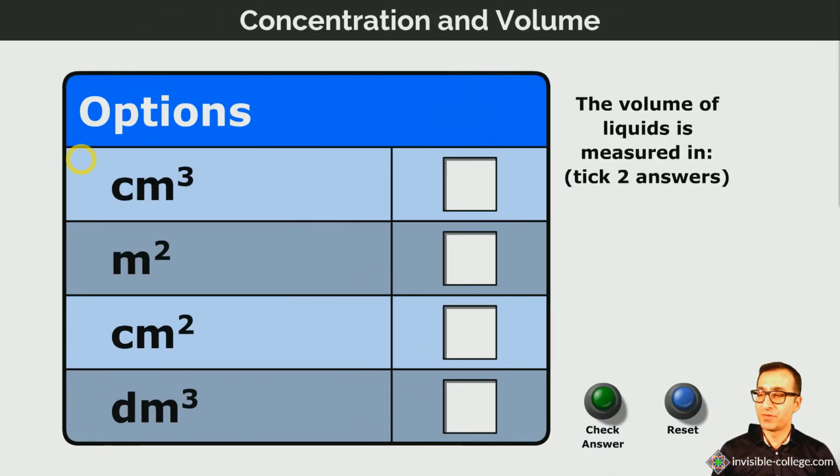All right, so it seems like most of you have hit upon the correct answer here. Yes, so the volume of liquids among these 4 possibilities would be measured in cubic centimeters or cubic decimeters.